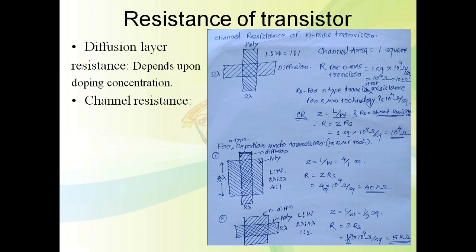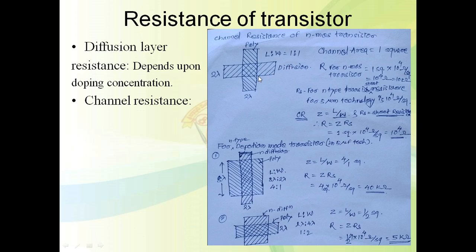The channel resistance can be calculated depending upon the type of transistor. There are various types: n-type transistor and p-type transistor. In the n-type transistor there are also the depletion mode transistor and the enhancement mode transistor. Let us see the n-type transistors. The resistance will depend upon the length and width ratio. Now we will see how to find the channel resistance of an NMOS transistor.